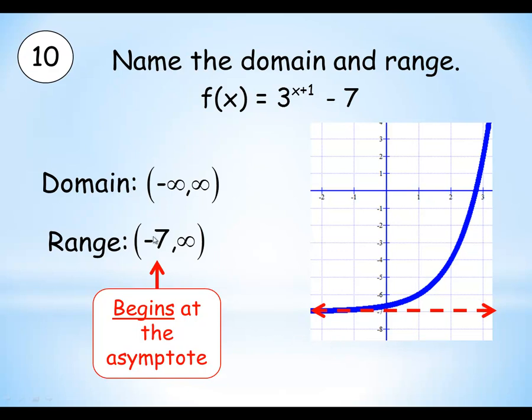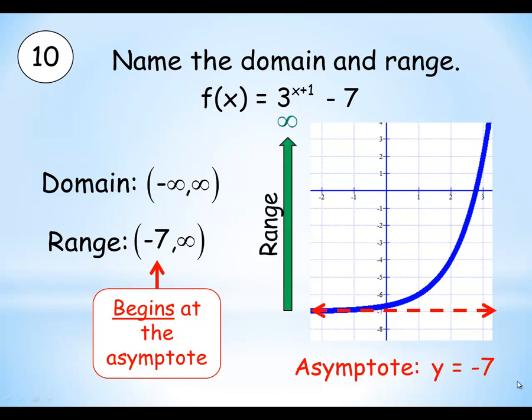So we begin there, but we begin with a parentheses. That's the difference between this kind of graph and, say, a parabola. So it never reaches -7, but it does travel. In our picture, we can see it travels to positive infinity.